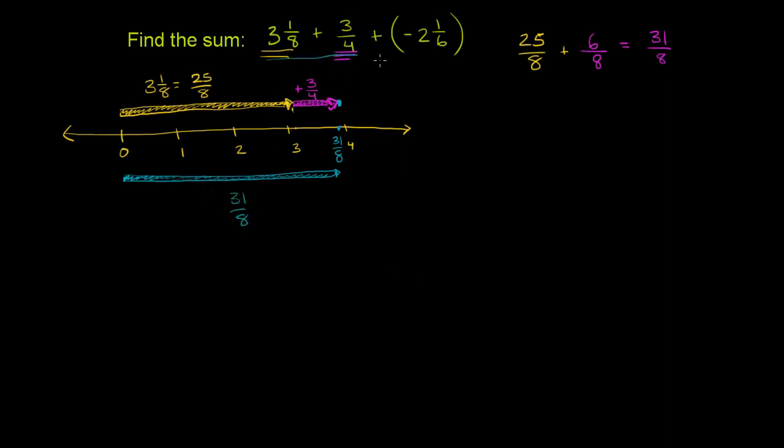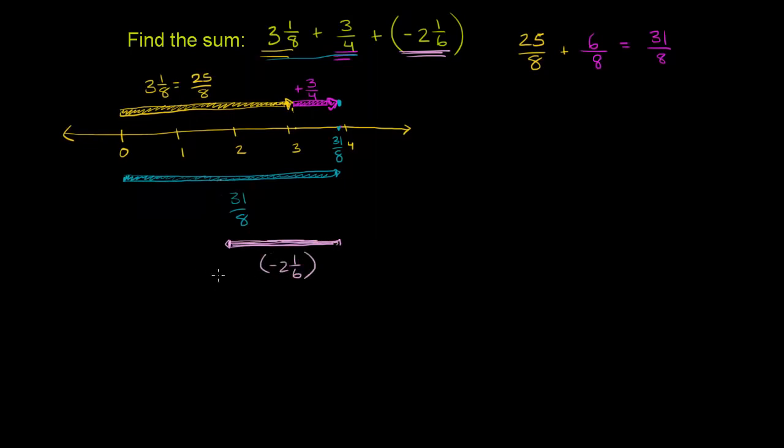Now to that, we want to add a negative 2 and 1/6. So we're going to add a negative number. So let me do this in a new color. Do it in pink. Negative 2 and 1/6. So we're going to add a negative 2, and then a negative 1/6. Negative 2 and 1/6, we could literally draw like this, with an arrow that looks something like that. So this is negative 2 and 1/6.